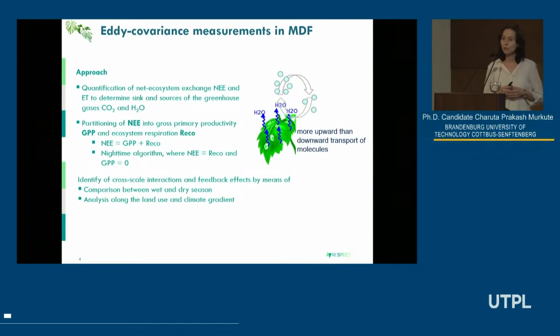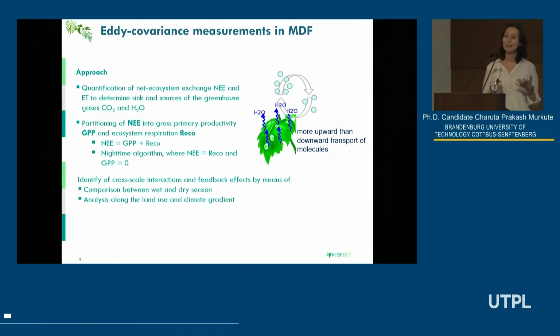So the approach is, we measure the atmospheric carbon and water concentration to derive the net ecosystem exchange, that means to derive the flux direction, and with this we can then determine the evapotranspiration. That means, for example, as you can see here, if we have more upward than downward transport, we know that we have a flux into the atmosphere, and that means evapotranspiration, and the same is true for the carbon dioxide biomass production if the flux is more directed downwards.